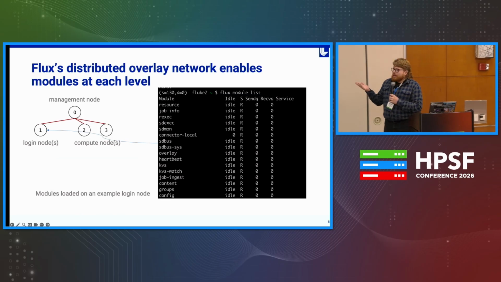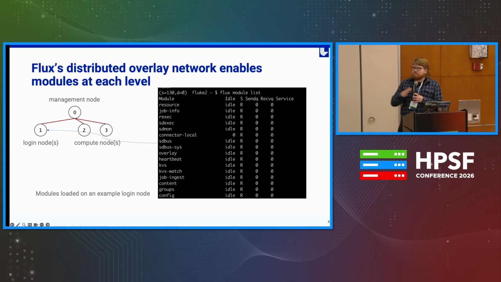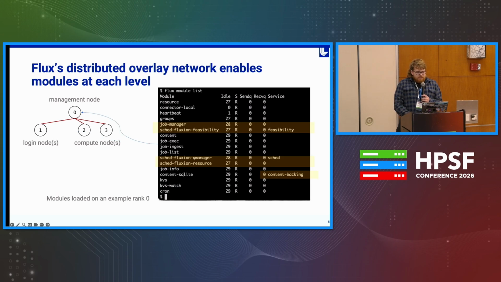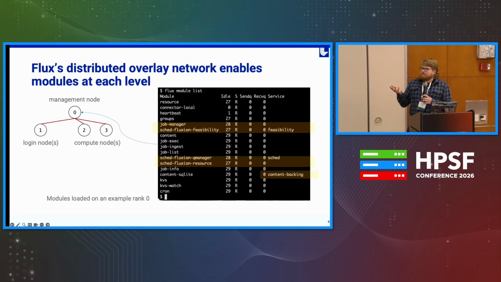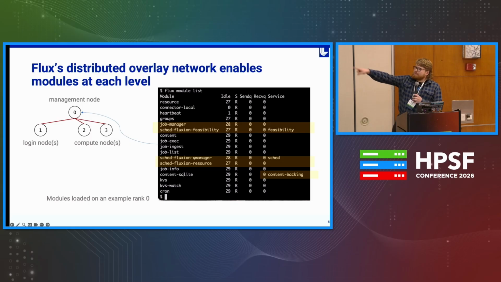If you log into a login node on an example cluster, like I did earlier today, and look at what modules are loaded, you'll see a bunch of different broker modules sitting loaded in your local broker. But if you look at the broker modules on rank 0, at the top of this broker tree, you'll see some special broker modules. The scheduler is a special broker module that's only running on rank 0 of a system instance. And I'll talk a little bit later about the topmost special one, which is the job manager.